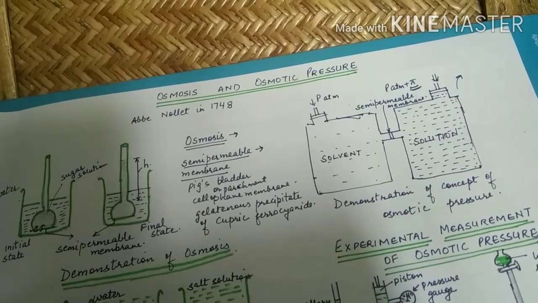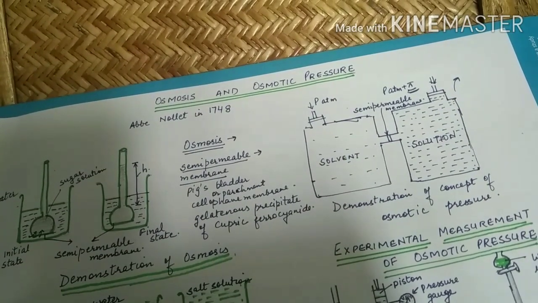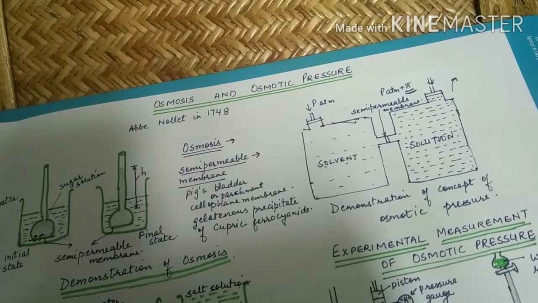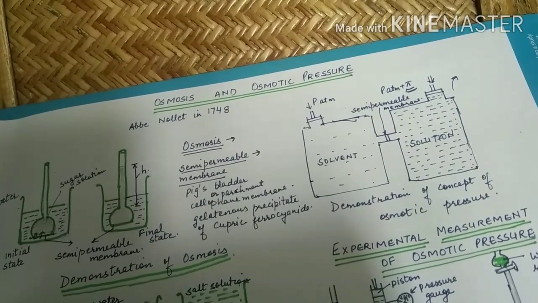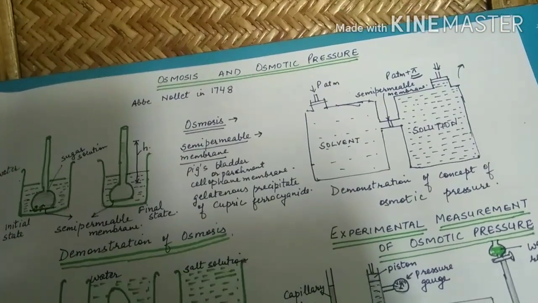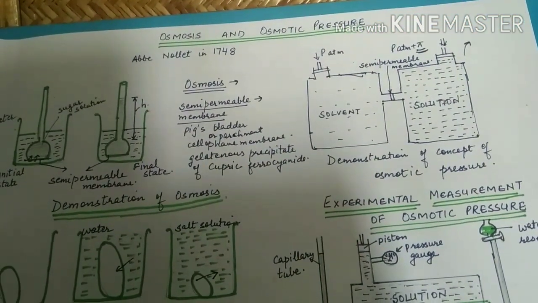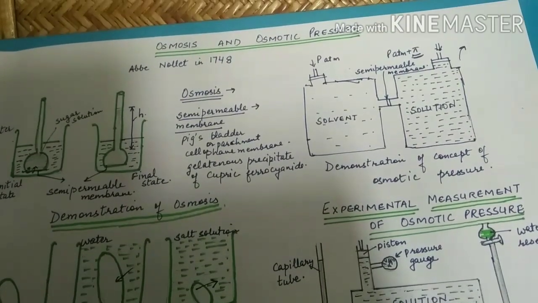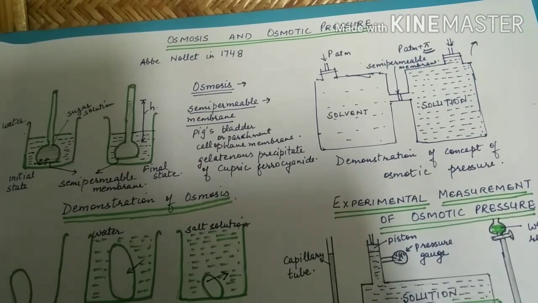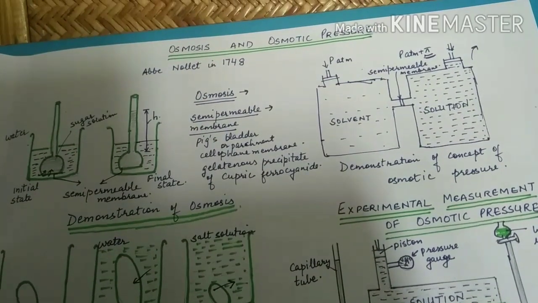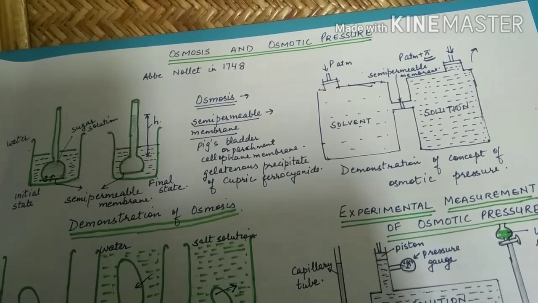So let's just review the differences between osmosis and diffusion. Osmosis takes place through a semi-permeable membrane. In diffusion, no semi-permeable membrane is needed. In osmosis, only the water molecules move from a region of lower concentration to higher, whereas in case of diffusion, solute and solvent, both molecules can move from a region of higher concentration to that of lower concentration.